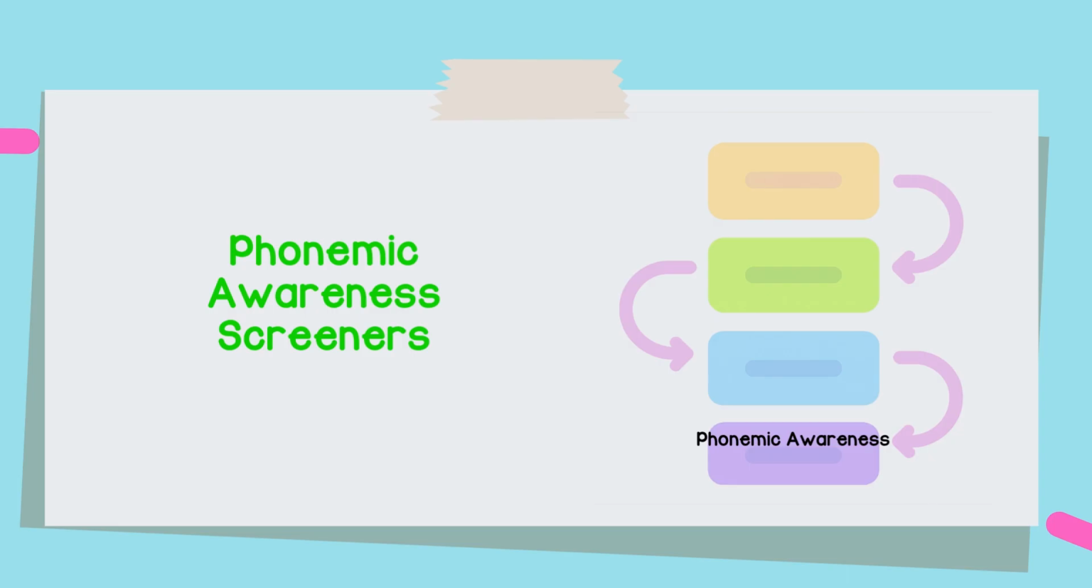The final part of the Step Back Guide is phonemic awareness. This is the most foundational skill in early reading. Phonemic awareness is the ability to hear, identify, and manipulate the individual sounds, or phonemes, in spoken words. It is a completely auditory screener or test. Students do not look at letters during this assessment. They listen and respond to you.